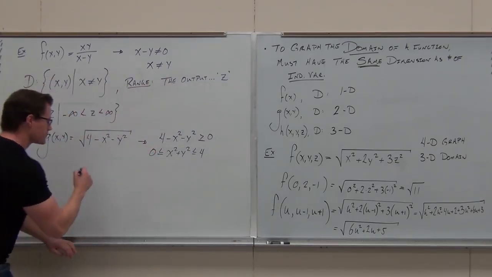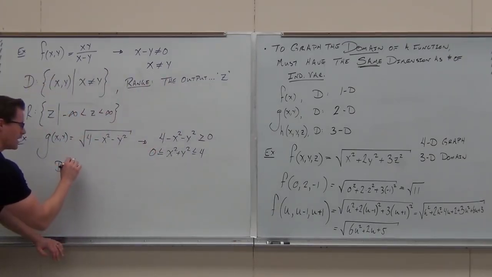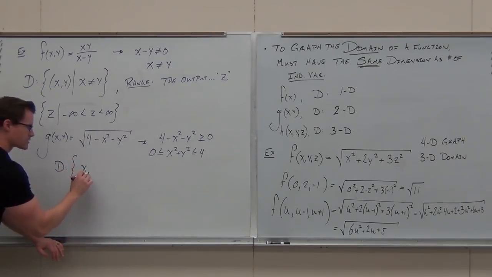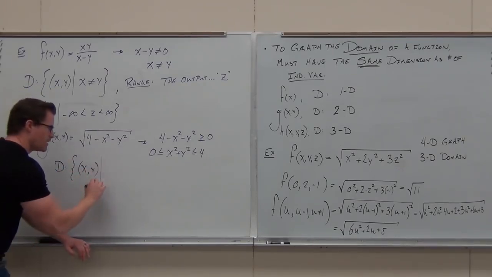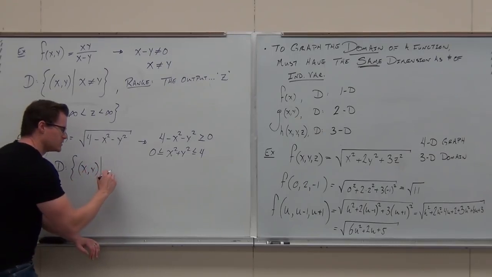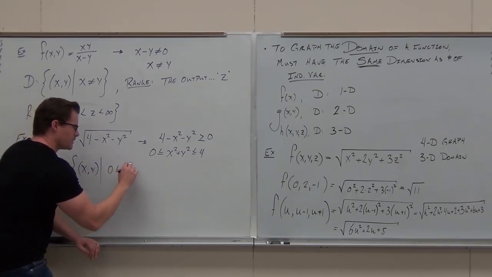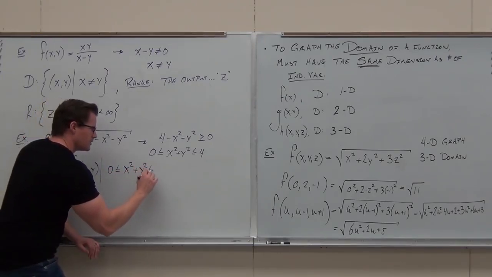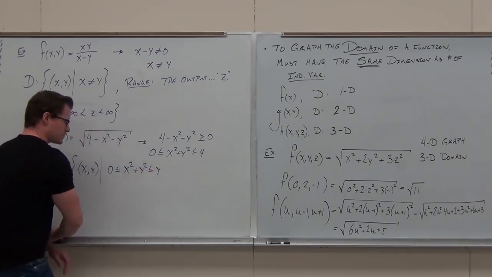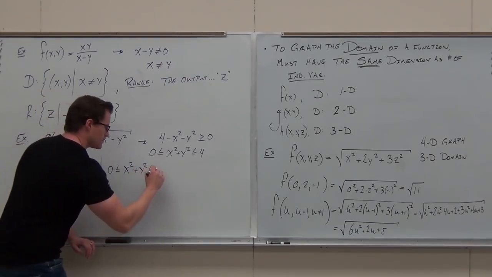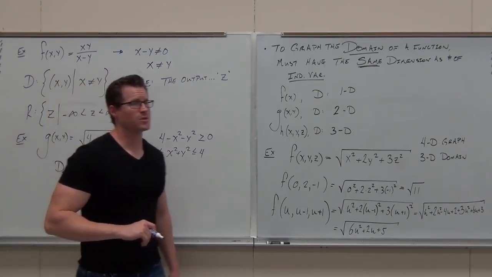That's what our domain is. So our domain says, okay, I have a set of ordered pairs where my coordinates are x and y, and I need these ordered pairs to be bigger than or equal to 0. But I also need them to be less than or equal to 4.